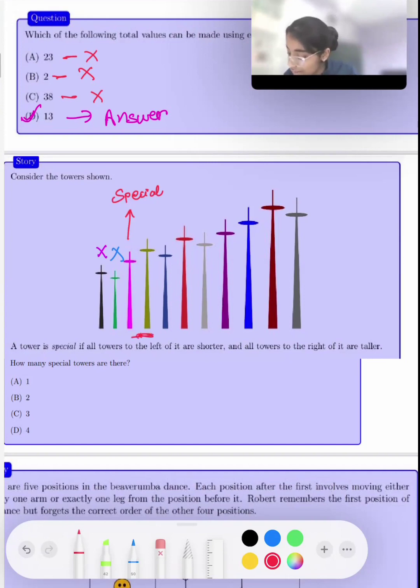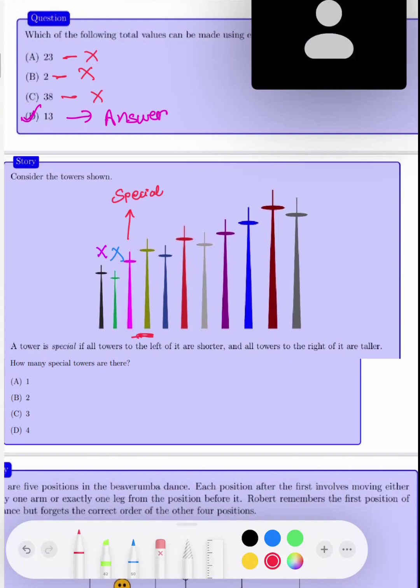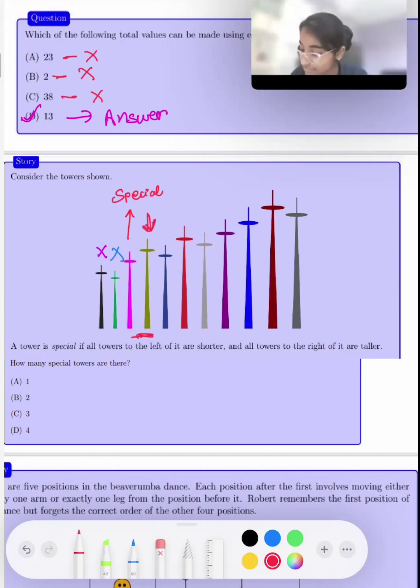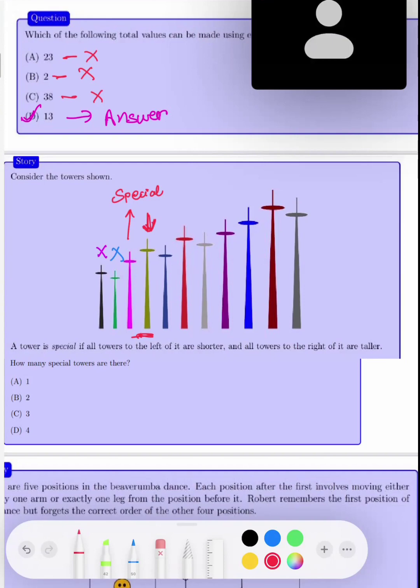Now, is this tower special? The olive green colored one? Anyone? Avni? All right. Shama, would you like to try this one as well? Is this a special tower? It is a special tower. This one? Yeah. Why so? Because it's taller than the towers at the left side.